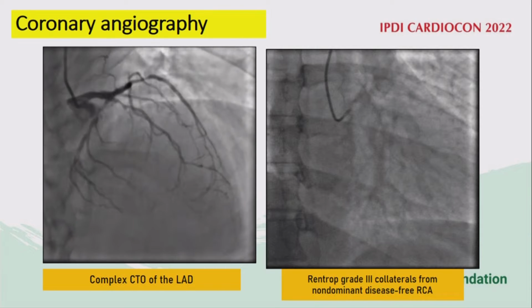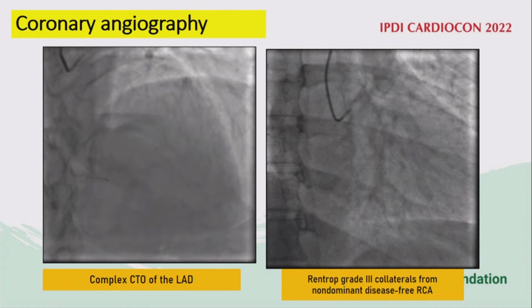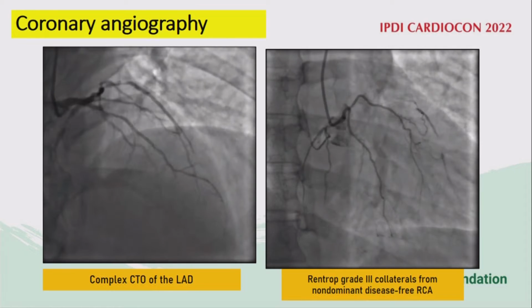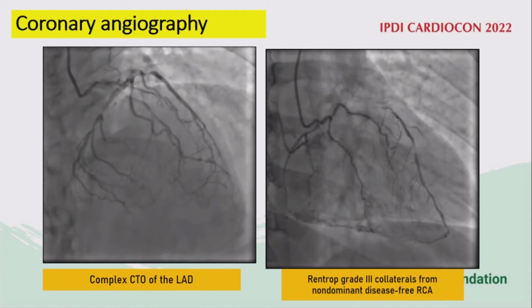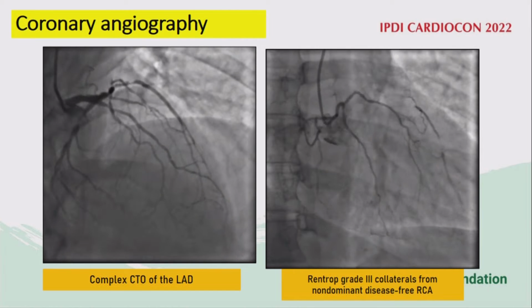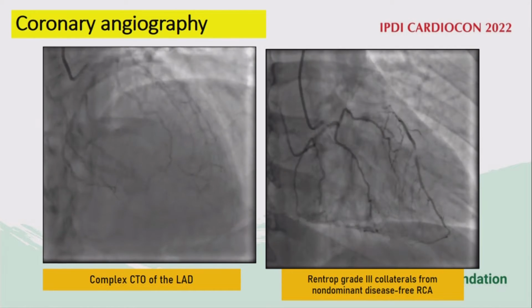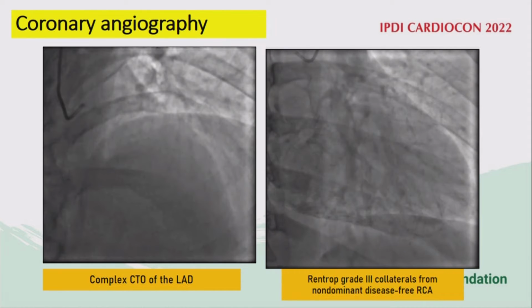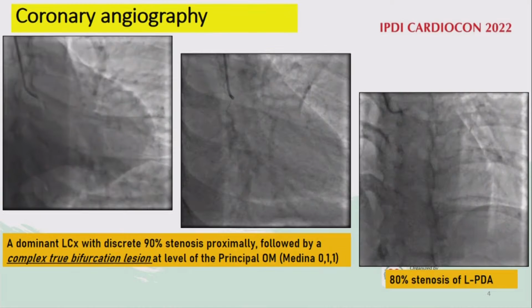This is his coronary angiography. As you can see, there's a complex CTO of the LAD with a JCTO score of approximately 2 and Rentrop grade 3 collaterals from the non-dominant disease-free RCA. So we have here a CTO of the LAD with collaterals extending from a non-dominant RCA.